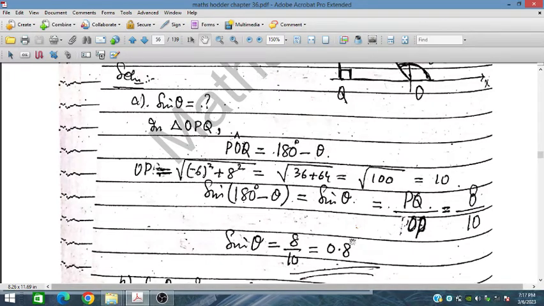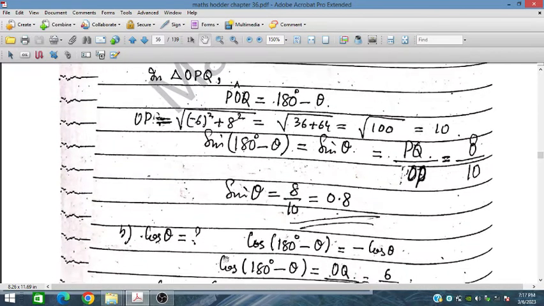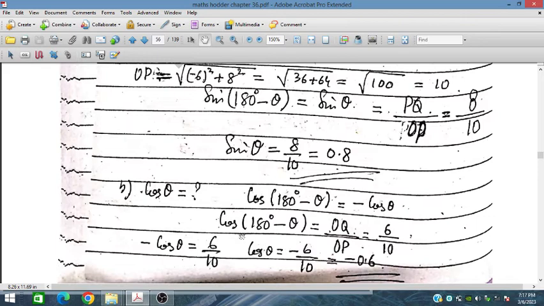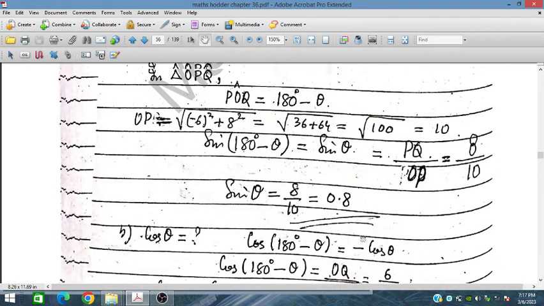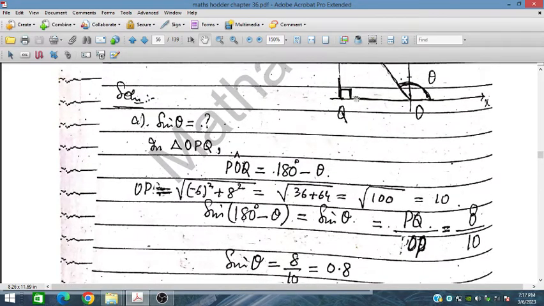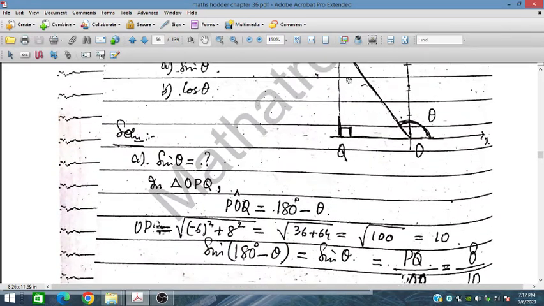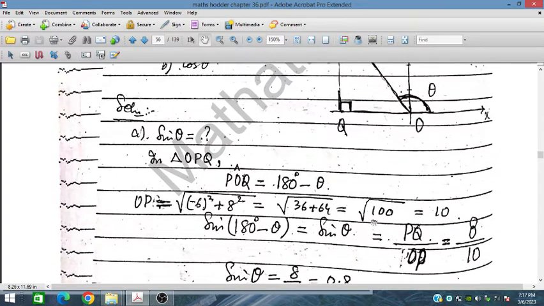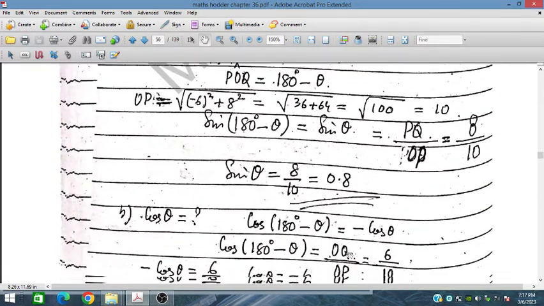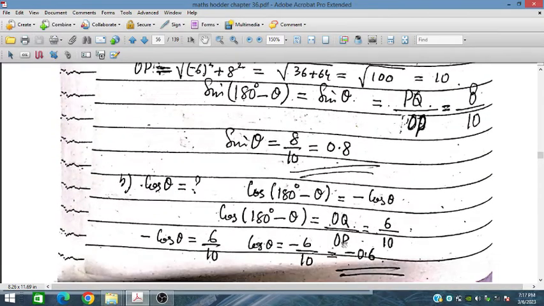So sine theta is 0.8, and cos 180 degree minus theta is equal to minus cos theta. So cos 180 degree minus theta is equal to OQ upon OP. This is OQ, and this is OP, the adjacent line. So cos theta is equal to minus 6 upon 10, which is minus 0.6.